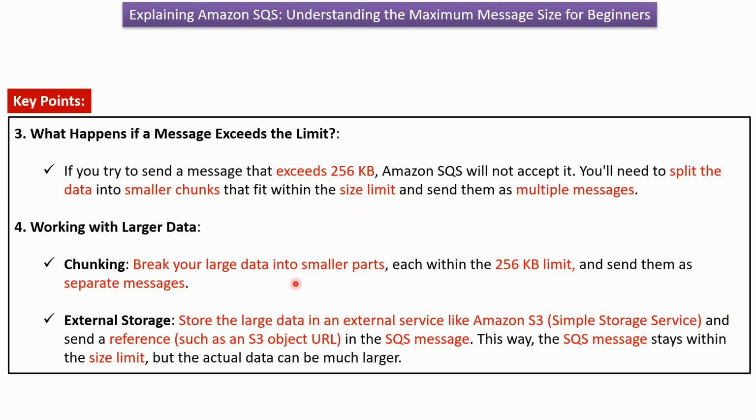The fourth point is working with larger data. Chunking: break your large data into smaller parts, each within the 256 KB limit, and send them as separate messages. External storage: store the large data in an external service like Amazon S3 and send a reference in the SQS message. The reference is nothing but the S3 object URL. This way, the SQS message stays within the size limit, but the actual data can be much larger, and the actual data will be there in Amazon S3.